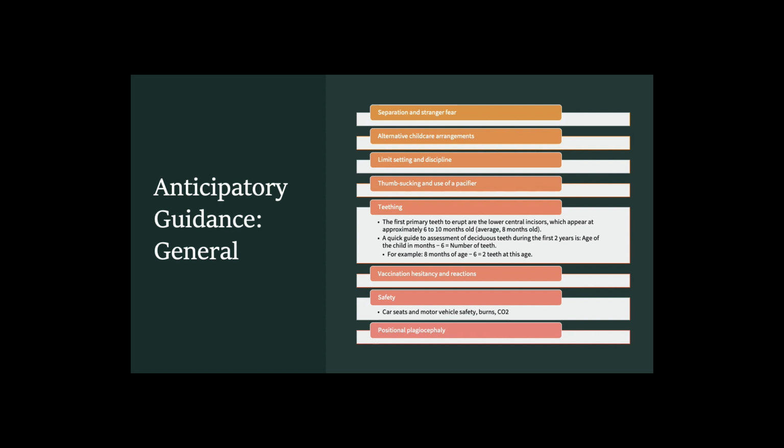Teething, which starts most of the time around 6 to 10 months old and can be a very difficult process for both the child and the parent. Vaccination hesitancy and reactions, and safety, safety, safety. Make sure that they're using the right car seat. Make sure they have smoke alarms and CO2 detectors.